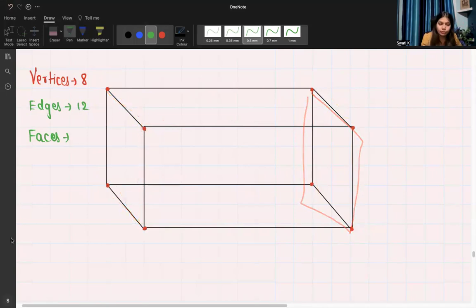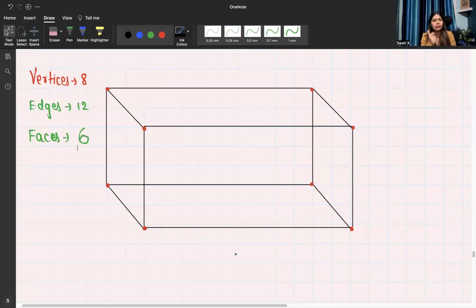I have covered all of it. So therefore, how many faces do we have? We have 6 faces. So that was a very basic thing. How many vertices? 8. How many edges? 12. How many faces? 6. From which 2D shape is a cuboid made up of? A cuboid is made up of a rectangle 2D shape. Overall, of course, it is a 3D shape because it has 3 dimensions: length, breadth, and height.